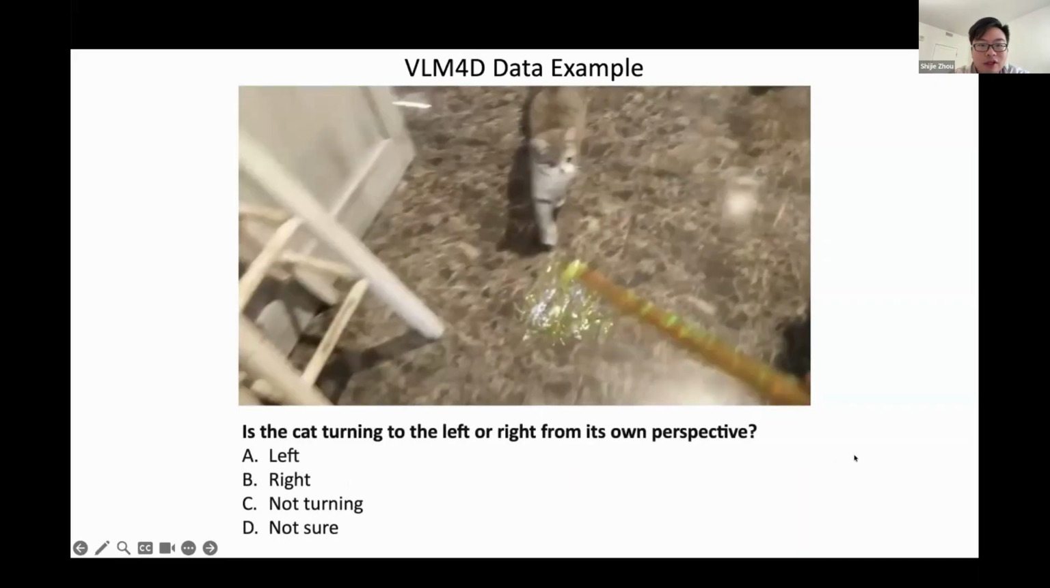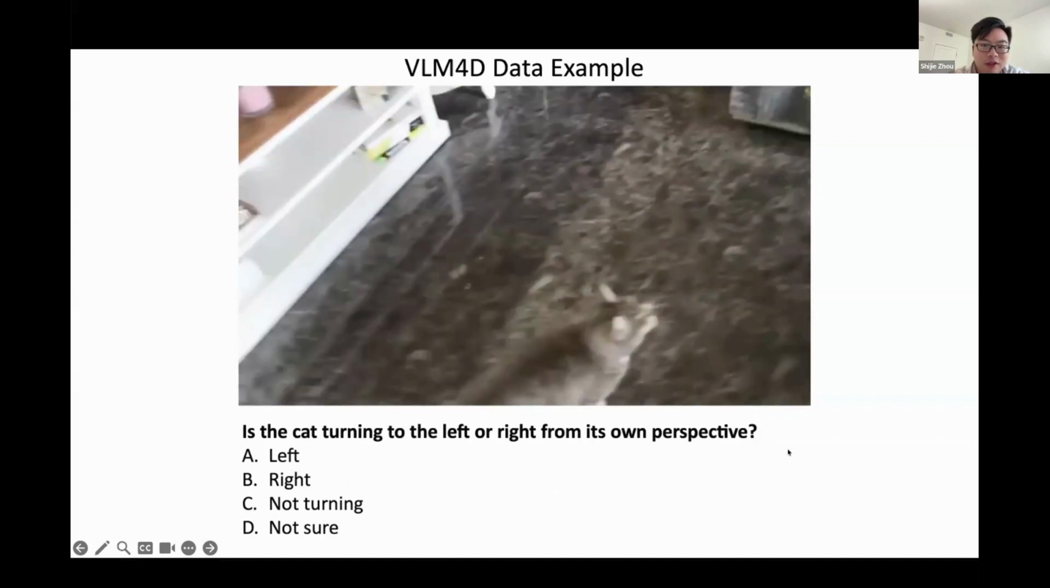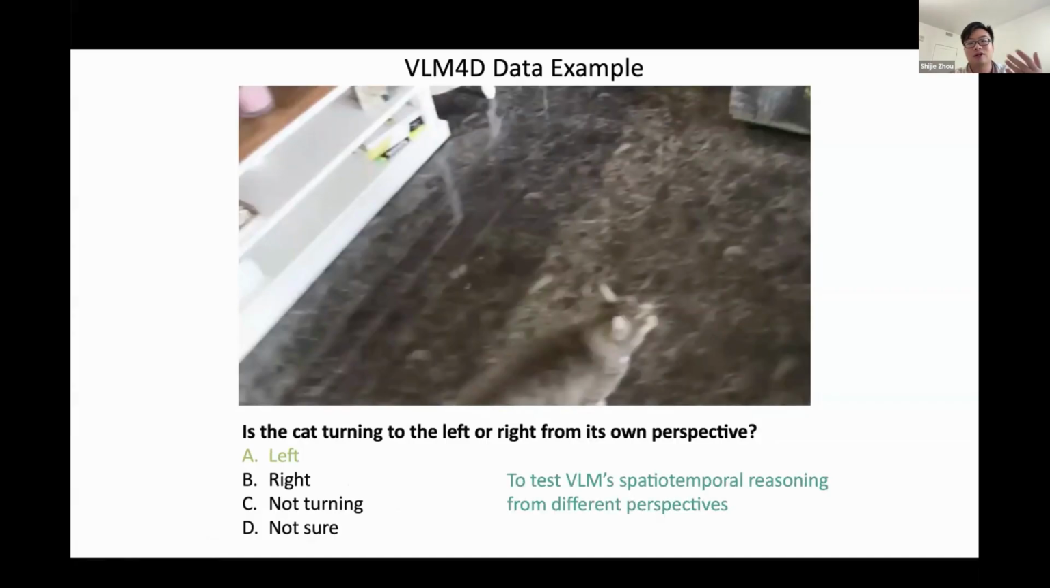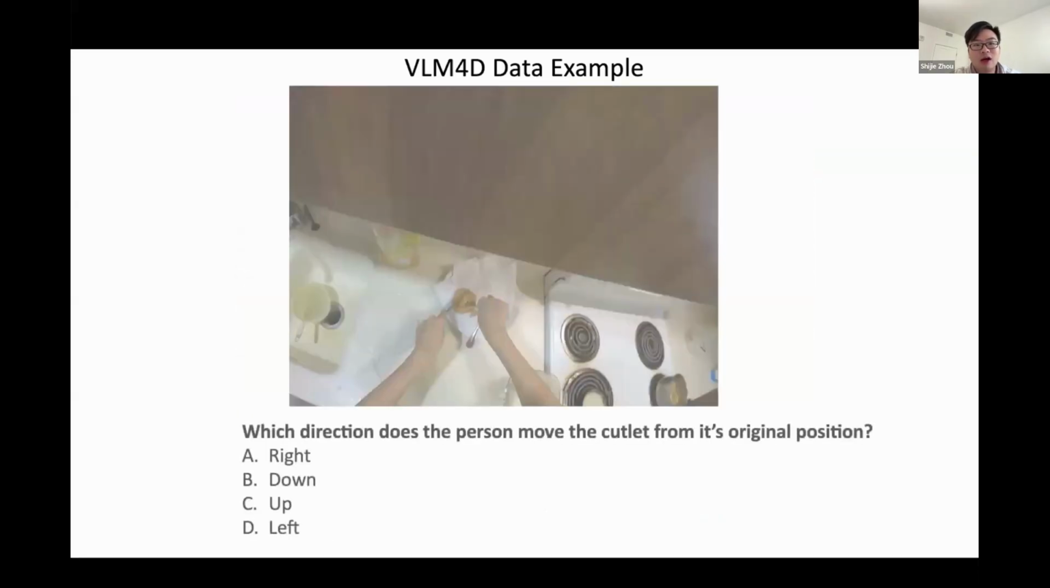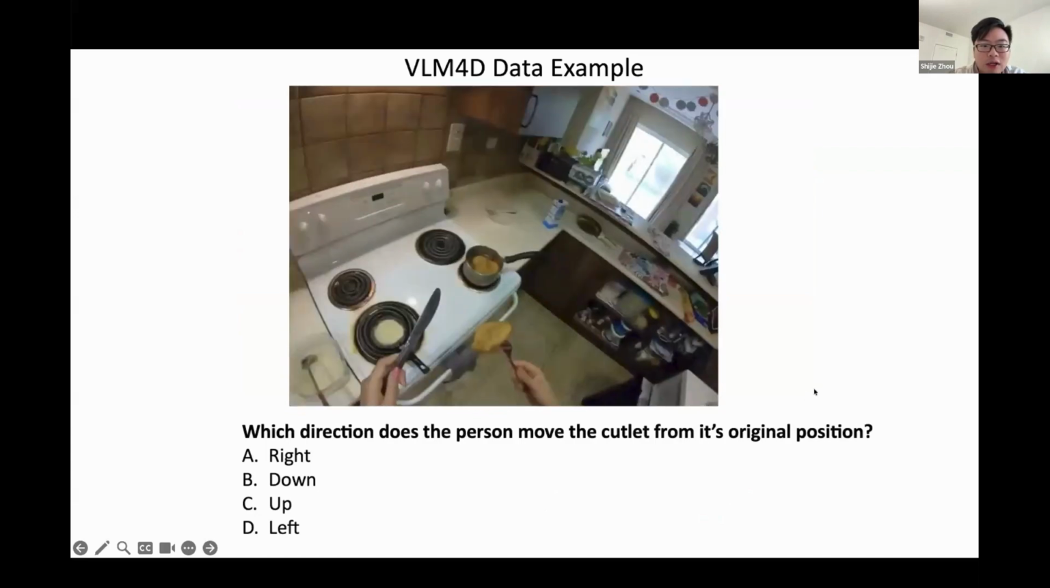So the third question, is the cat turning to the left or right from its own perspective? So the correct answer should be the left. And this kind of question is not just simply from our observer's perspective, but tests the VLM's spatial temporal reasoning from different perspectives, as long as it has the actual spatial temporal reasoning ability. So there are some examples from real world video in exocentric perspective.